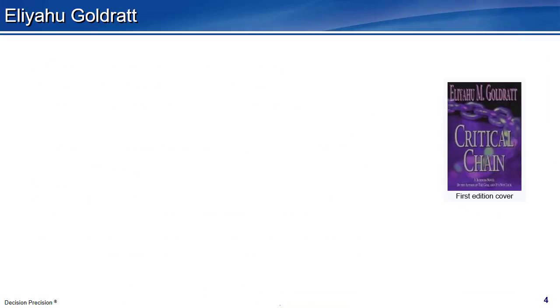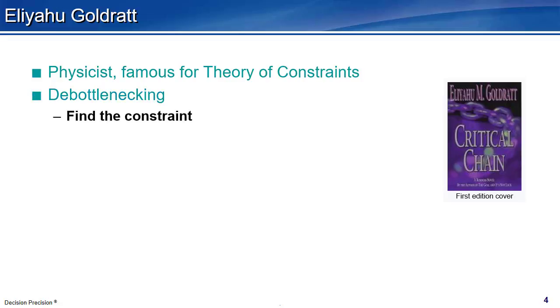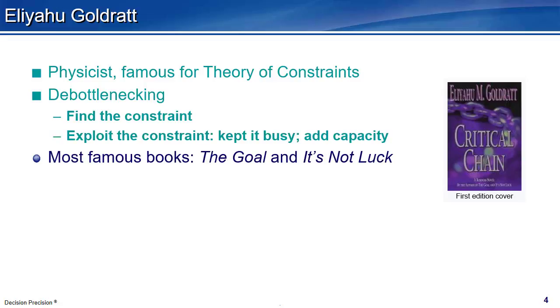Eliyahu Goldratt was a physicist who became famous for his theory of constraints. The operable constraint is often a bottleneck. His process is, in summary, 1. Find the current constraint. 2. Exploit the bottleneck resource. Keep it busy or fed. And, if feasible, expand its capacity so that it is no longer constraining throughput. 3. Repeat. Goldratt is a legend in manufacturing. His most popular books are The Goal and It's Not Luck.